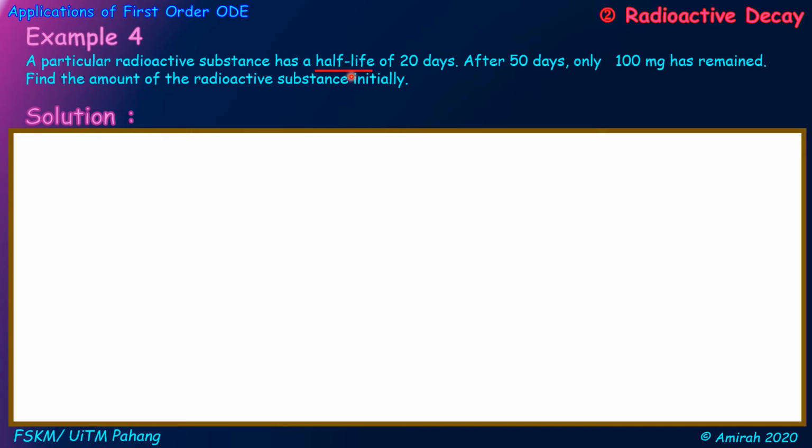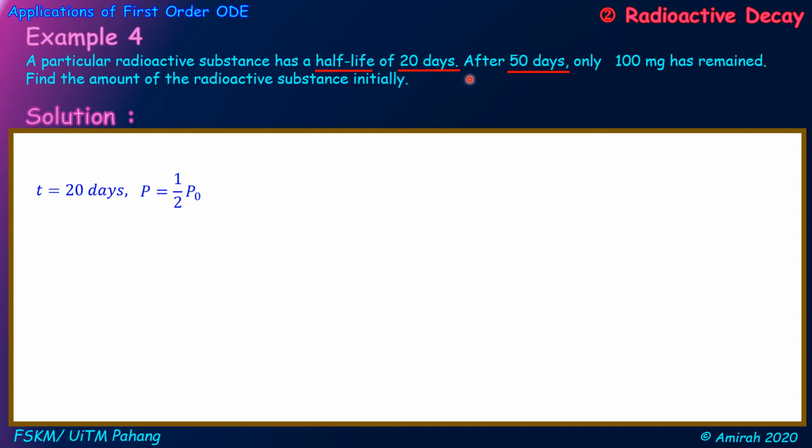Alright, we are given the word half-life. So we can write population P equals to half P naught. From the word half-life, we can use half P naught, and then 20 days, so we can write T equals to 20 days, P equals to half P naught. Alright, we extract time and population from the given question.